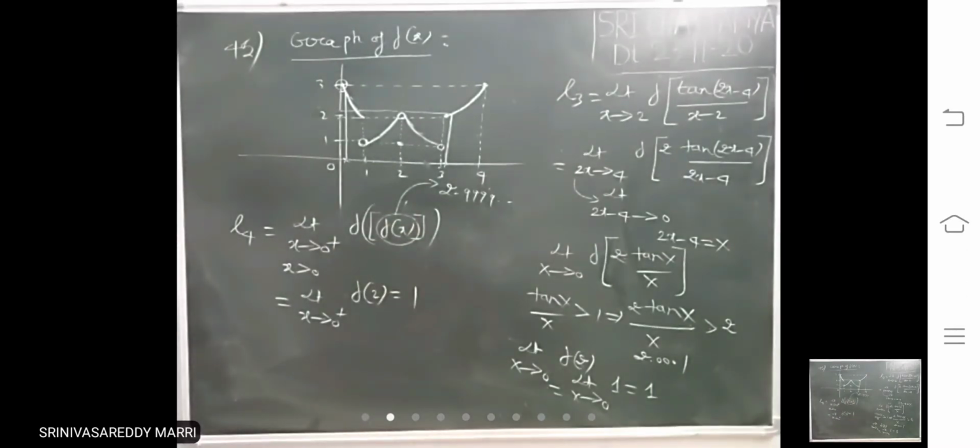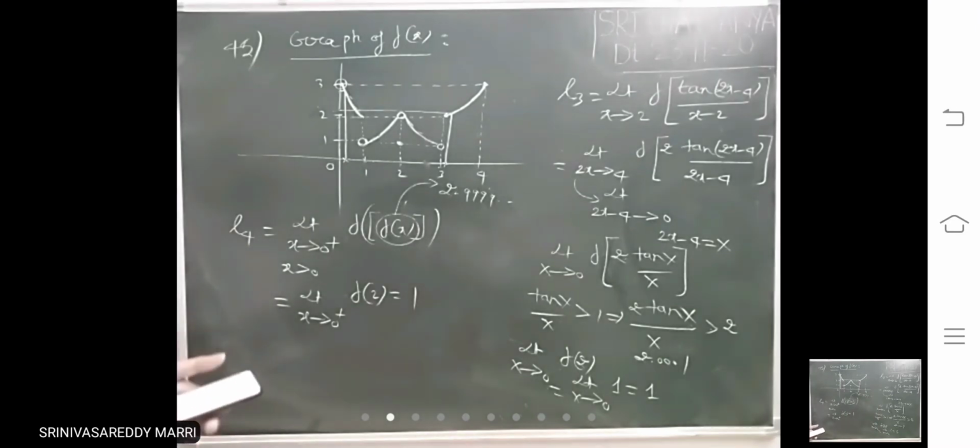So now you have got L1, L2, L3, L4. You can calculate what he is asking. You can substitute those values and then find the required one.